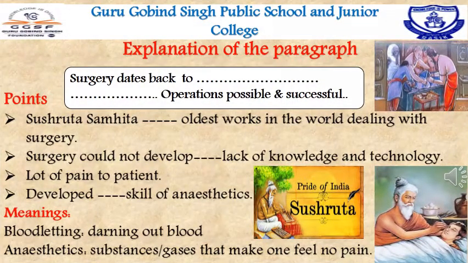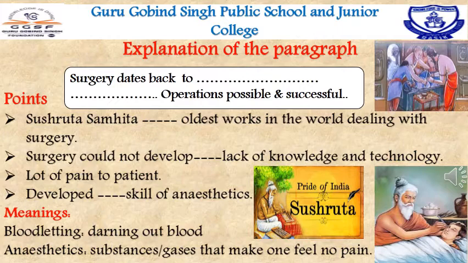So students, let's start to understand the first two paragraphs of the lesson, Revolutionary Steps in Surgery. Dear students, surgery dates back to as early as 600 BC. Sushruta Samhita. This lesson we have already learned, children. It is one of the oldest works in the world dealing with surgery. So children, it indicates that Sushruta was probably the first surgeon to perform surgical operations.